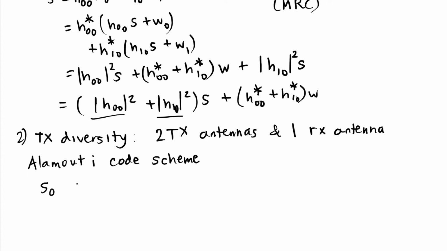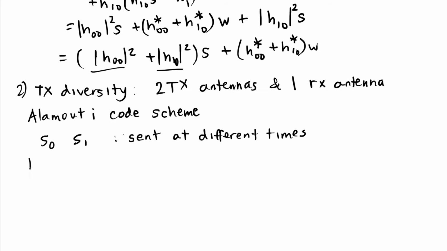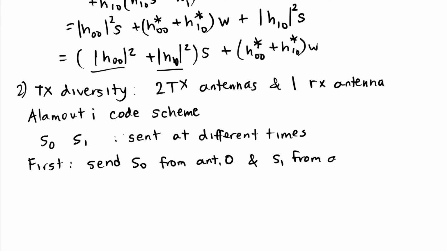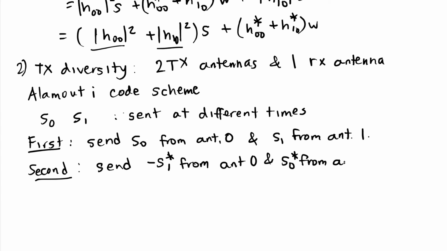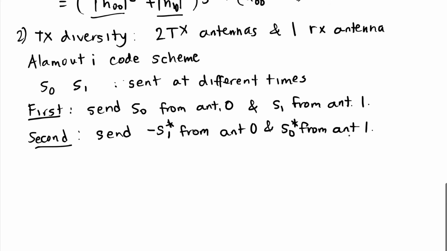We're going to call these two symbols S0 and S1. These are sent at different times. First, we're going to transmit S0 from antenna 0, and we're going to transmit S1 from antenna 1. This is during the first symbol period. During the second symbol period, we're going to send minus S1 conjugate from antenna 0 and S0 conjugate from antenna 1. In the first symbol period, we're going to receive X0 at our single antenna receiver. During the second symbol period, we're going to receive X1.